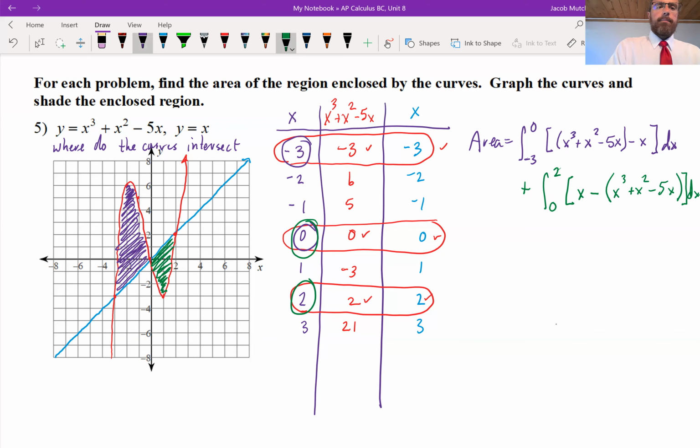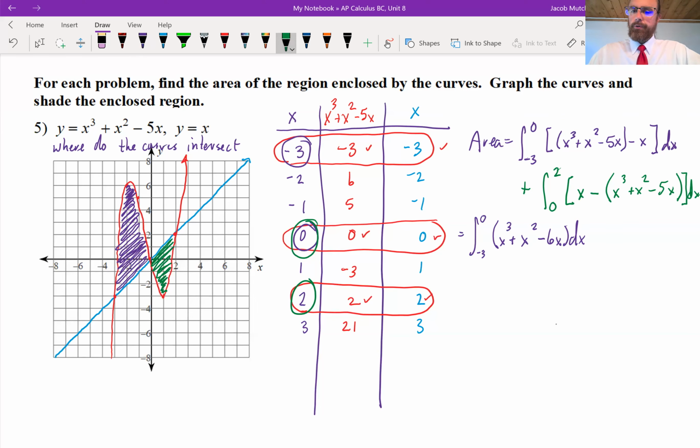Once I've got it set up, we're ready to integrate. So let's deal with that first one in purple. I can do a little combining of like terms. I'll write integration from -3 to 0. And I see that I got -5x minus x. So that's going to give me unchanged x cubed plus x squared, but now minus 6x dx.